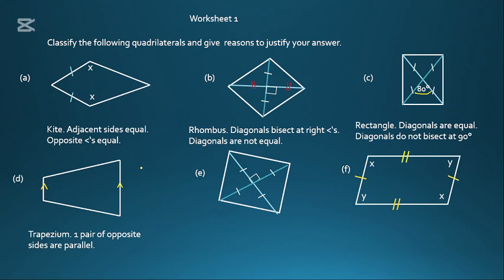Then we have this figure over here. You see there? The two diagonals bisect at 90 degrees. So it can only be a rhombus or it can be a square. So it's a square. Why is it a square? Because the diagonals are equal. You see there the difference? Diagonals not equal, diagonals are equal. So this is a square, and it bisects at 90 degrees.